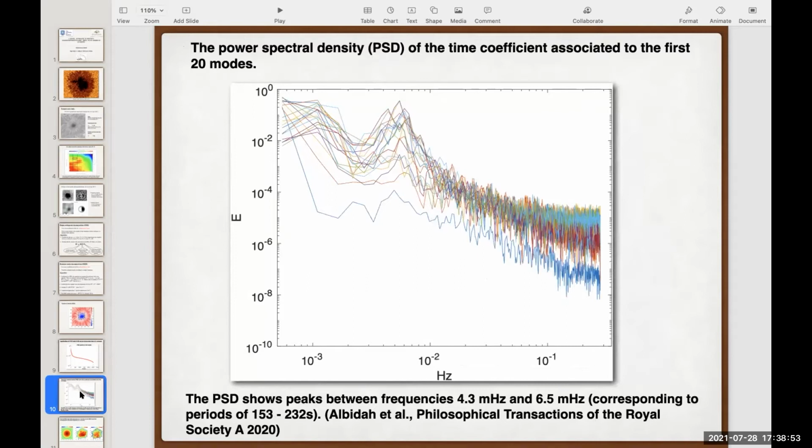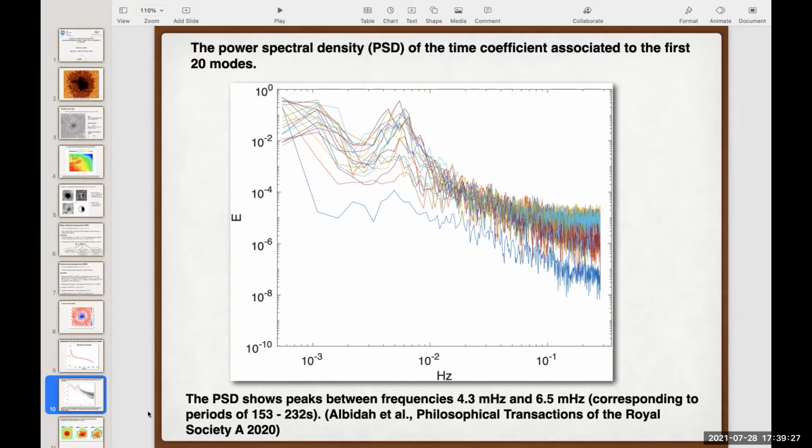Here, I have taken the first 20 POD modes and their time evolution, and then I have taken the power spectrum density. It shows that all of the 20 POD modes have their peaks between 4.3 and 6.5 millihertz, and that is the range of frequency that we expect to have in the umbral region of the sunspot.